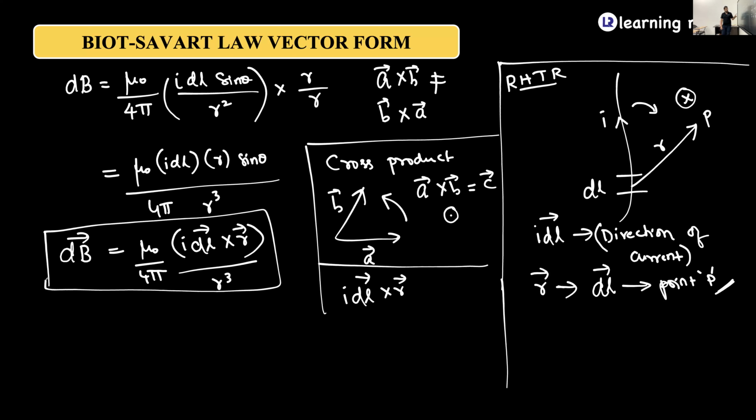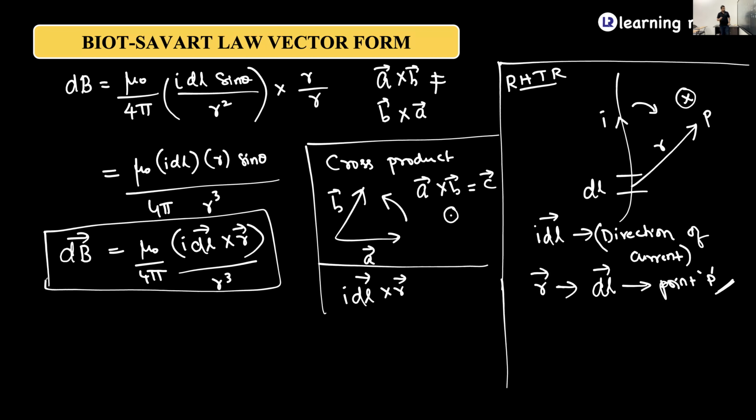So dB vector is equal to mu naught by 4 pi into Idl cross r divided by r. This is the vector form, the vector form for magnetic field. Due to whom? Due to a small current carrying element. It is not due to the whole conductor, it is only due to a small element. So for the whole conductor, I need to integrate it. Are you able to understand this point?